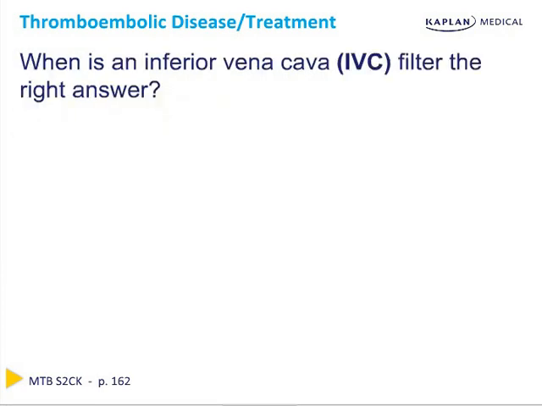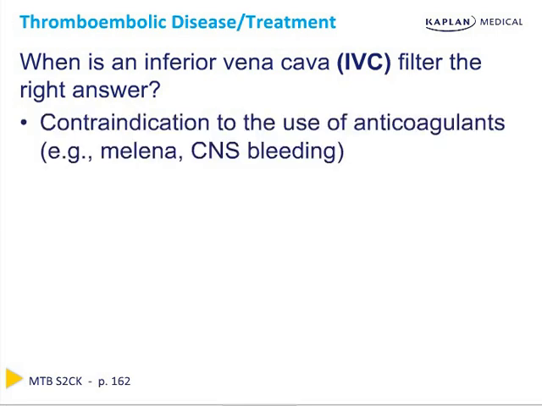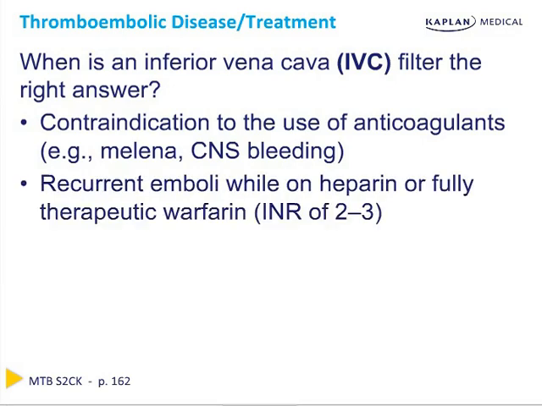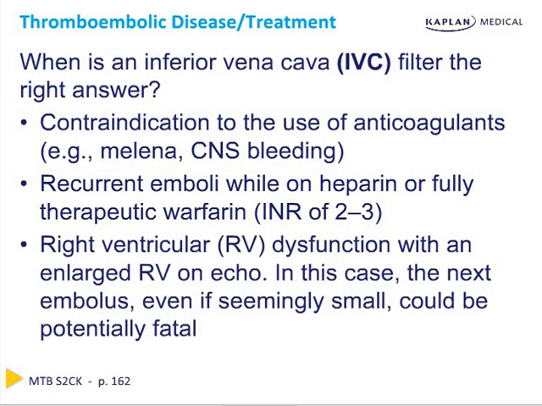One question that often comes up on step 2 is, when is an inferior vena cava filter the right answer? There are really only a few situations. One is in the patient who cannot receive anticoagulants, such as one with melena or CNS bleeding. If the patient has had recurrent emboli while on heparin or fully therapeutic warfarin, they need an IVC filter to protect them. Lastly, a patient with RV dysfunction with signs of an enlarged RV on echo is also going to require an IVC filter. The reason here is that the next embolus, even if quite small, could be potentially fatal.